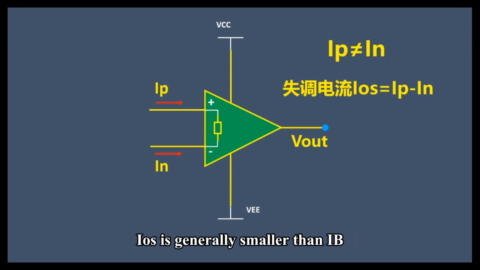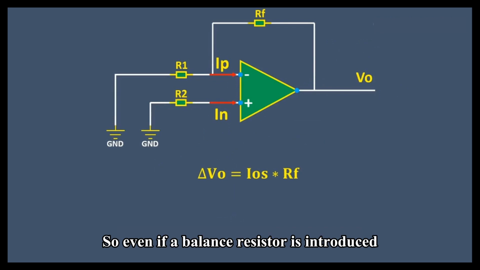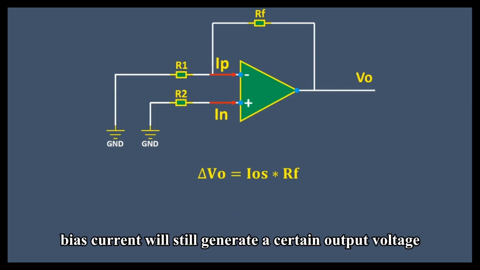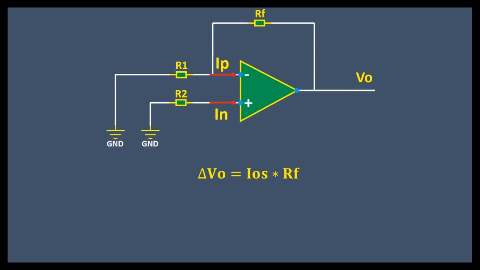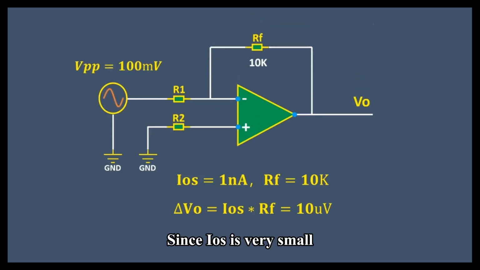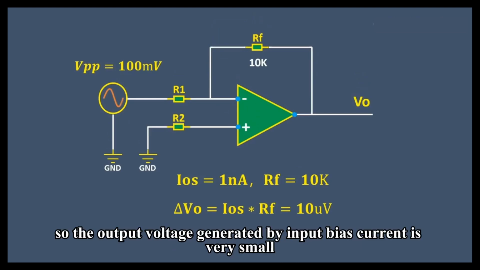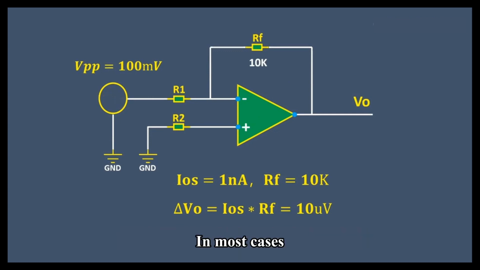IOS is generally smaller than IB, so even if a balance resistor is introduced, bias current will still generate a certain output voltage. Since IOS is very small, generally at the nA level, the output voltage generated by input bias current is very small. In most cases, such errors can be ignored.